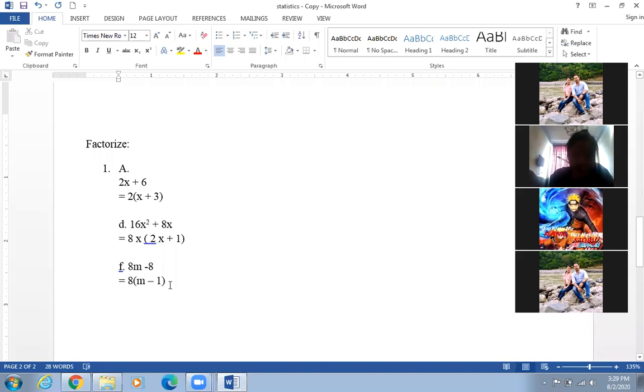Okay, once try number K. K number. So it is 15x square.